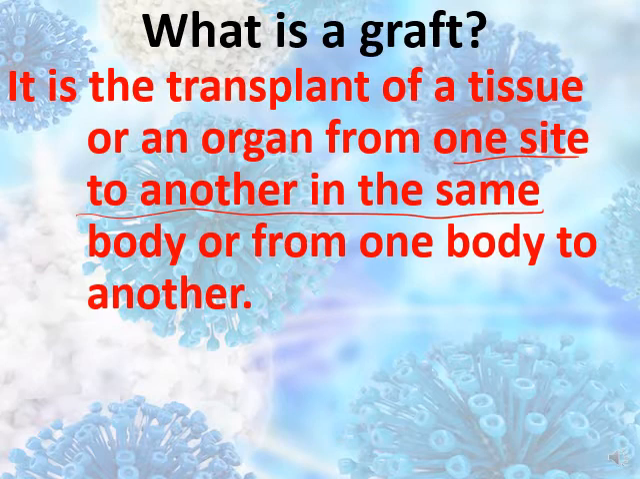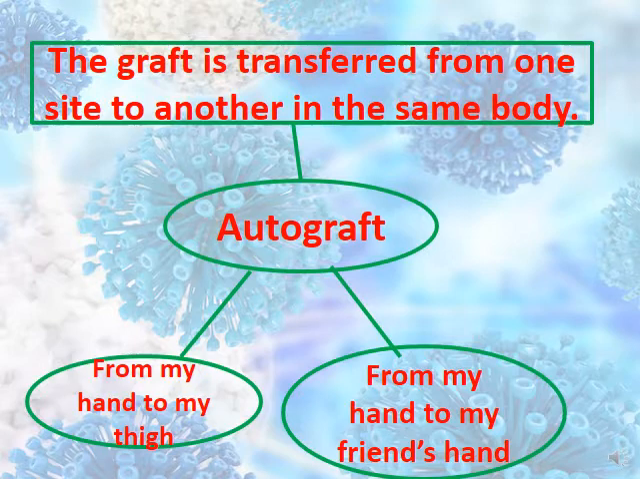Here we have different types of grafts. Let's start with the first type. The first type is called autograft. Auto, definition: it is the graft that is transferred from one side to another in the same body. So the graft, or the transplant, is transferred from one position to another position in the same body.